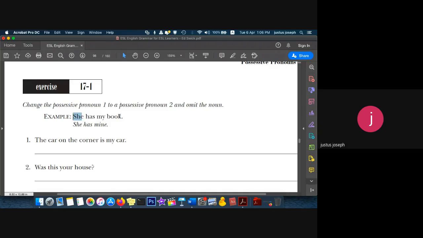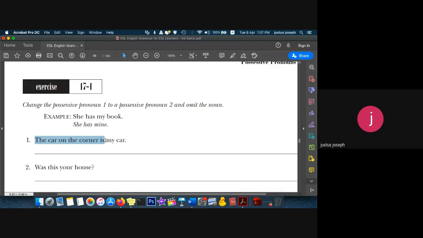A very simple exercise. You have to change the first form of possessive pronoun, that is this word my, into the second form of possessive pronoun. And you can make some changes, like you can omit the noun, you can replace the noun. So look at this example. She has my book. So instead of my, you can use the second form of possessive pronoun. That will be mine. And you can omit the noun, that is, you can omit the word book here. So the sentence becomes, she has mine.